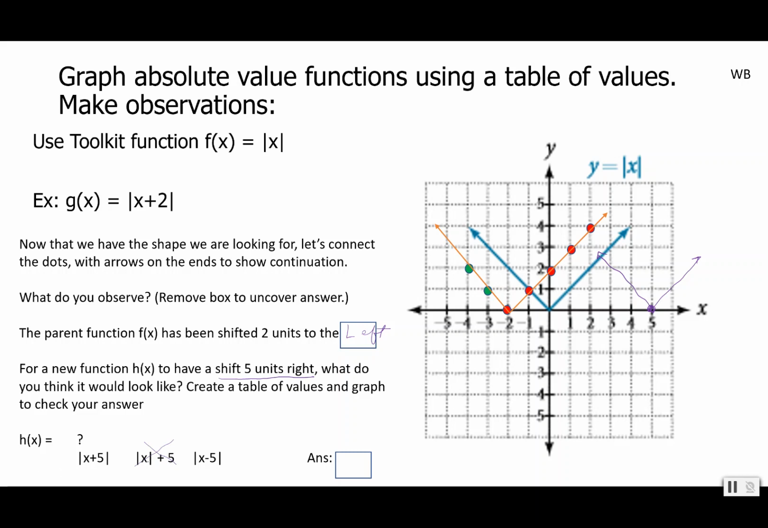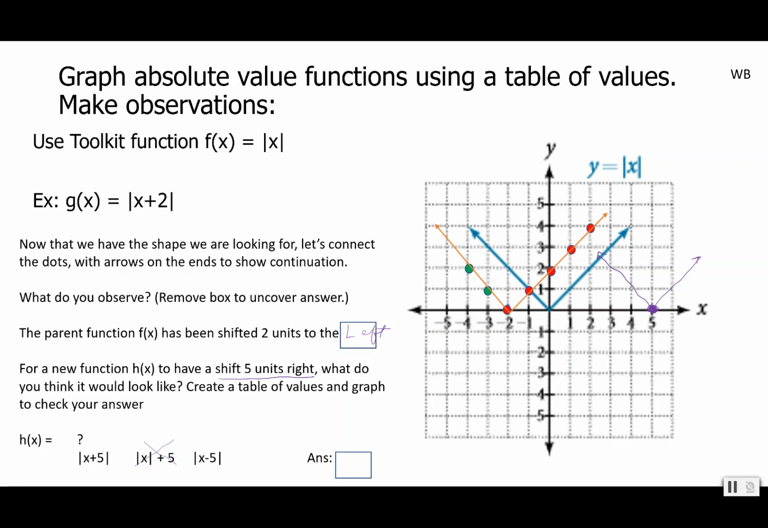Notice, for example, if we put 5 in for x, we'd have the absolute value of 5 is 5, plus 5 would be 10, and that is certainly not 5, 10 for that point right there. We want 5, 0. Okay. So now let's try the next two.